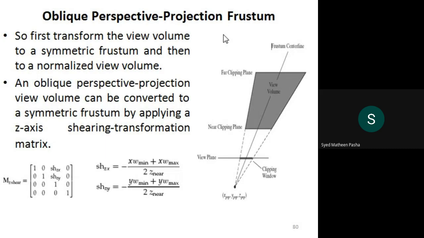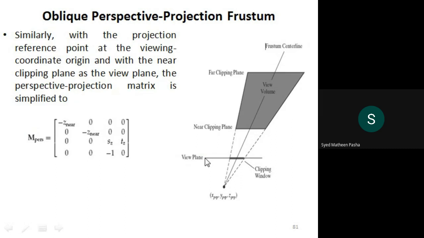So this is a representation of oblique perspective projection, where it consists of some view planes, and where a symmetric frustum is converted by applying shearing transformation. What is shear? Shear is nothing but a reduction in the size of the object, or an increment in the size of the object. So the representation of oblique perspective projection with the help of a matrix is given here, where all the diagonals are represented as an identity matrix with respect to two axes of shear, sh zx as well as sh zy, which can be calculated with this formula.